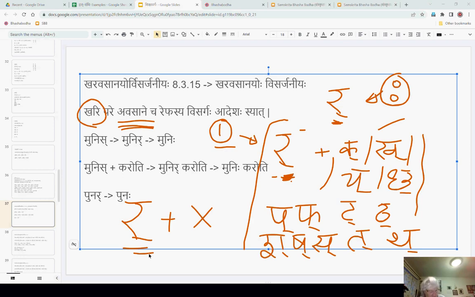So in either of these cases, what happens? The ra, the first letter ra, will be replaced by visarga. Oh, that's all that means? A whole long word? Yeah.